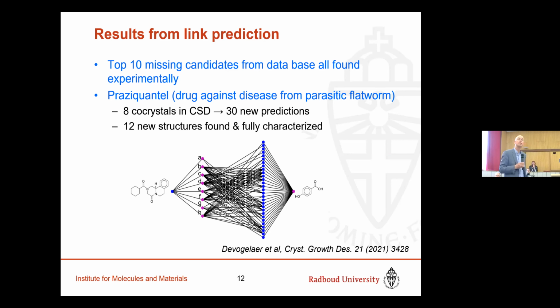Next, we use the same thing for an actual drug, praziquantel, a drug against some parasitic disease that you don't want to have. And that was already known in the system. It's a well-known drug, and 8 co-crystals were reported in the database. And so you can use the same machinery, and the machinery gives you a list, in this particular case, of 30 interesting possible co-crystals. And by doing experiments, 12 of them were found to be new co-crystals. So it's not perfect, right? And maybe we should try harder, but at least it's a relatively straightforward way to find new co-crystals, which will also have new properties.